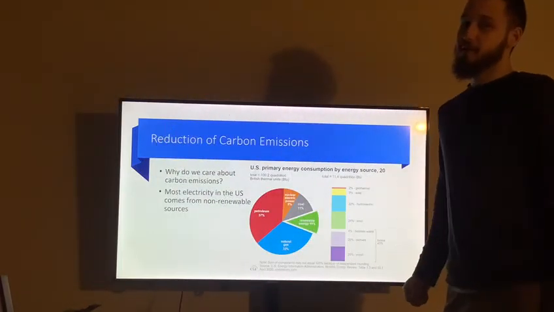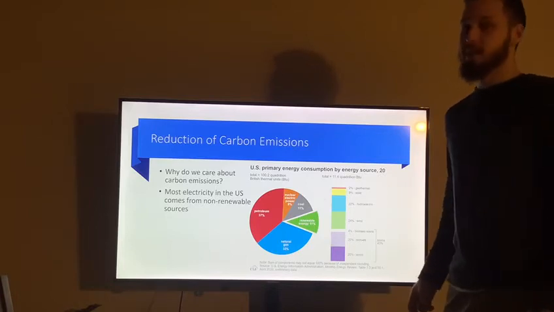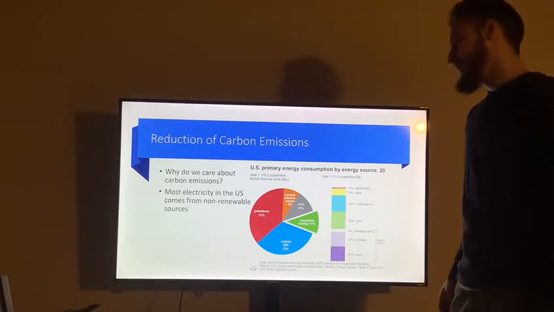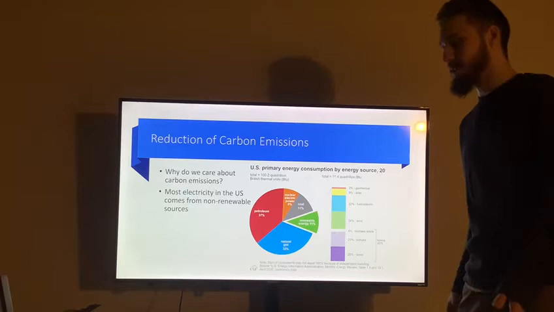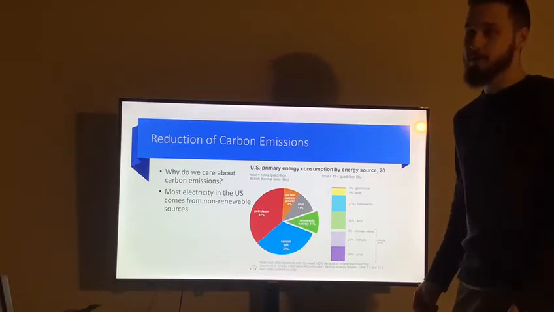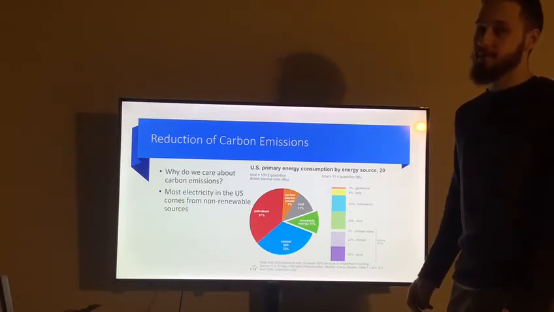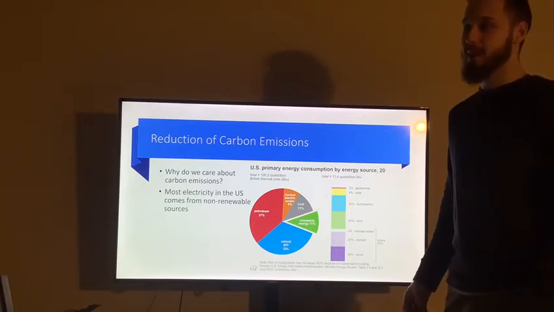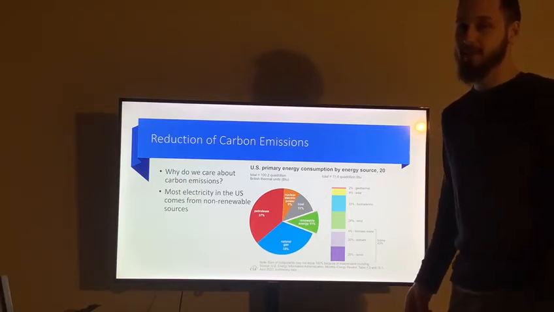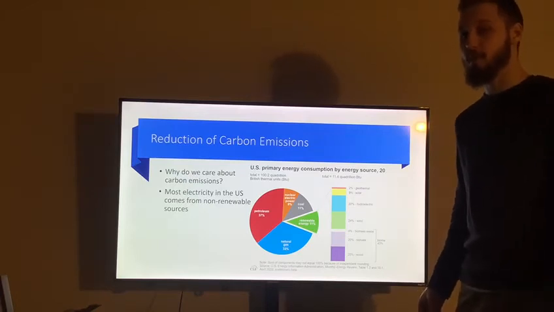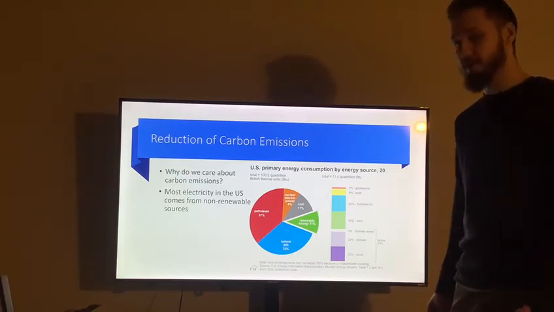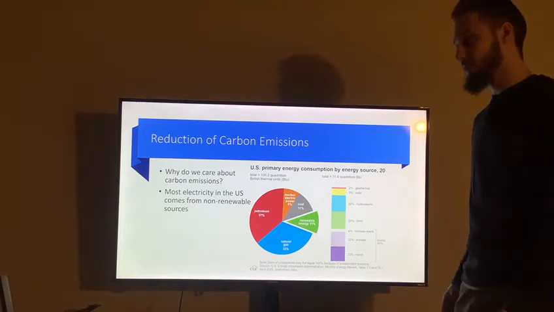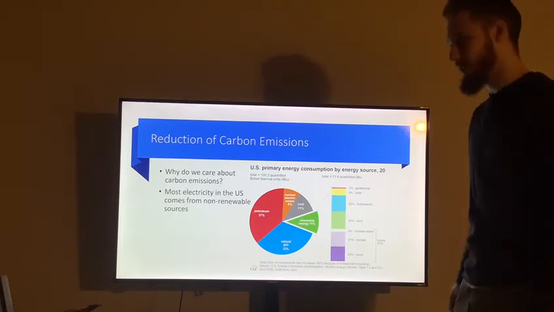Another benefit of power factor correction is the reduction in indirect carbon emissions. So why do we care about carbon emissions? Well, carbon emissions are bad for the environment, and a lot of places around the world have implemented or are currently implementing carbon taxes, which could also be accounted for in the reduction of electricity costs.